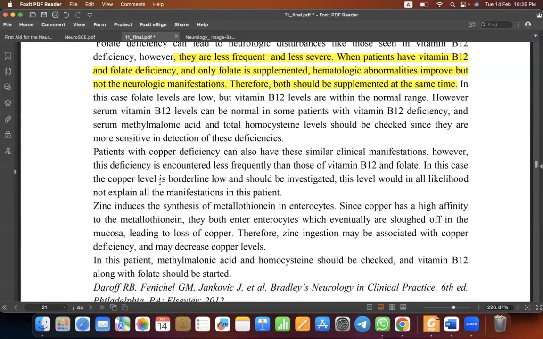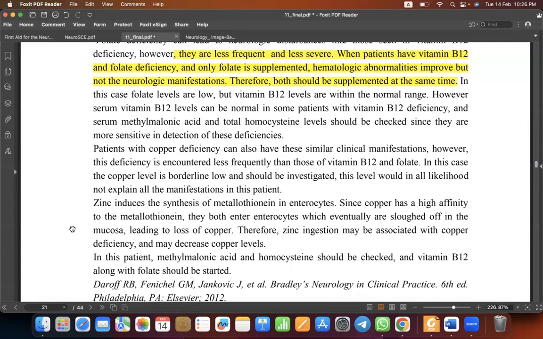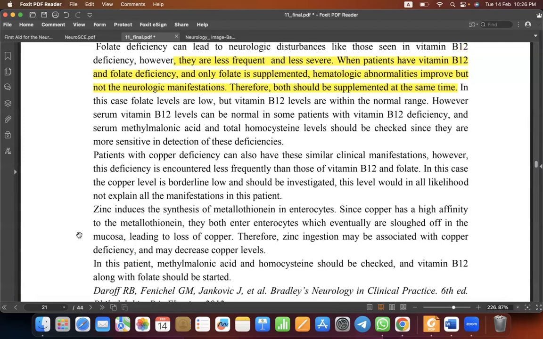And the copper level is borderline low. In this case, there should be follow-up in the further aspect. Why is zinc important? Sometimes we're treating the patient with zinc. Zinc can lead to decreased absorption of copper because zinc induces the synthesis of metallothionein in the intestine.